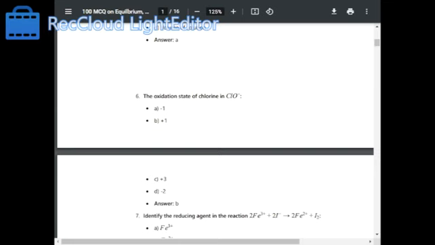Question number 6. The oxidation state of chlorine in ClO ion. Option A, -1; option B, +1; option C, +3; option D, -2. The oxidation state of chlorine in ClO ion is +1. Hence option B is correct.